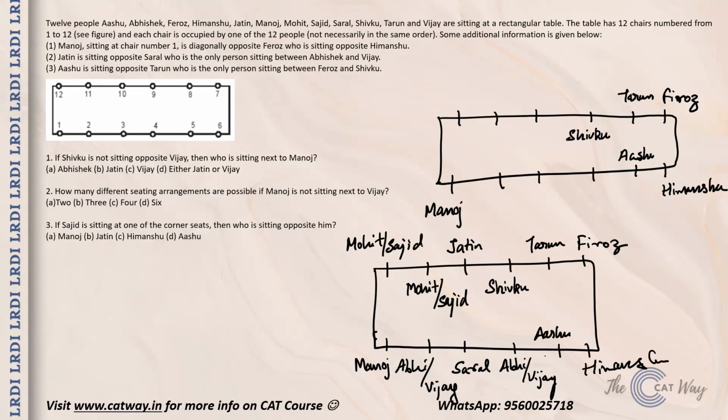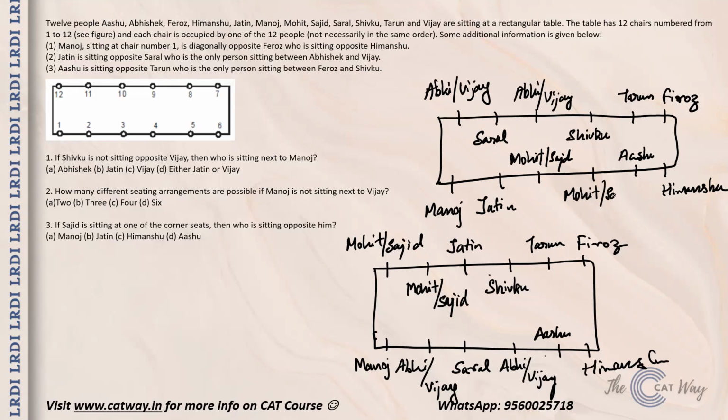And the second case is that Saral went over here. If Saral went over here, Jatin will occupy this position. Now again, between Abhishek and Vijay, one of them will occupy this position and one of them will occupy this position. Similarly, there are only 2 places left and 2 people left, Mohit and Sajid, but no information is available about them. So one of them will sit over here and one of them will sit over here, between Mohit and Sajid.